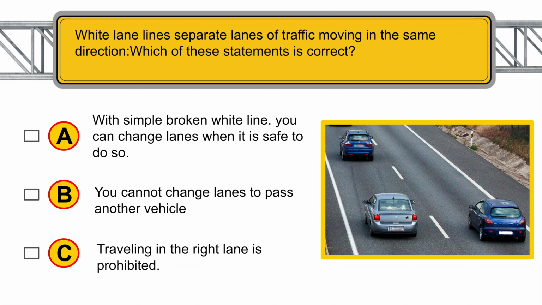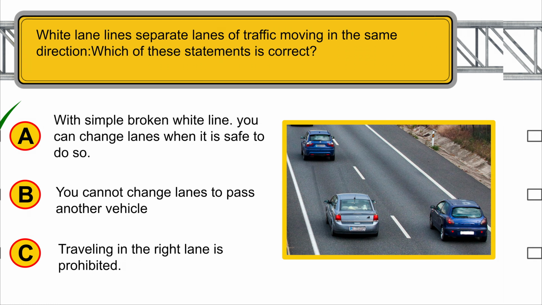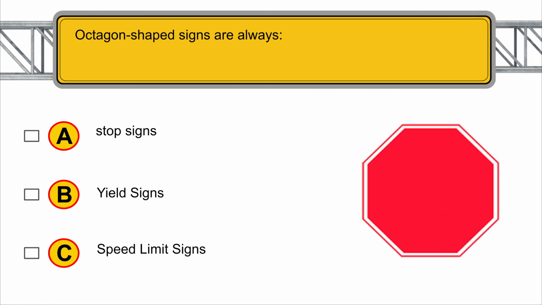White lane lines separate lanes of traffic moving in the same direction. Which of these statements is correct? A. With a simple broken white line, you can change lanes when it is safe to do so. Octagon-shaped signs are always: A. Stop signs.